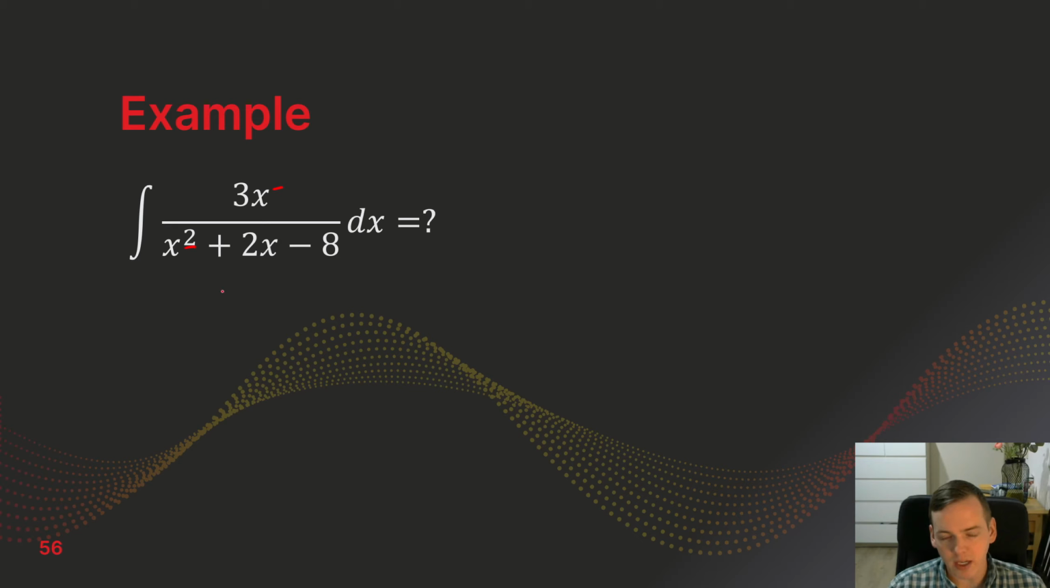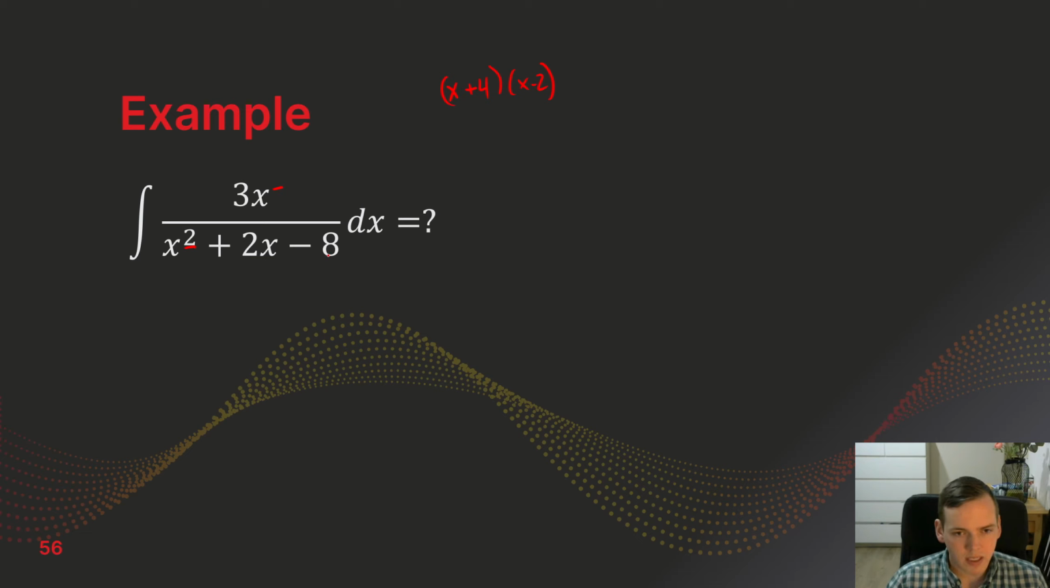The second thing we'll check in a fraction like this is, does the denominator factor? And in fact, it does. We get x plus 4 times x minus 2. And that's nice because those are linear and non-repeating, so we know we can use partial fraction decomposition. So let's decompose this into an integral that's easier to work with.